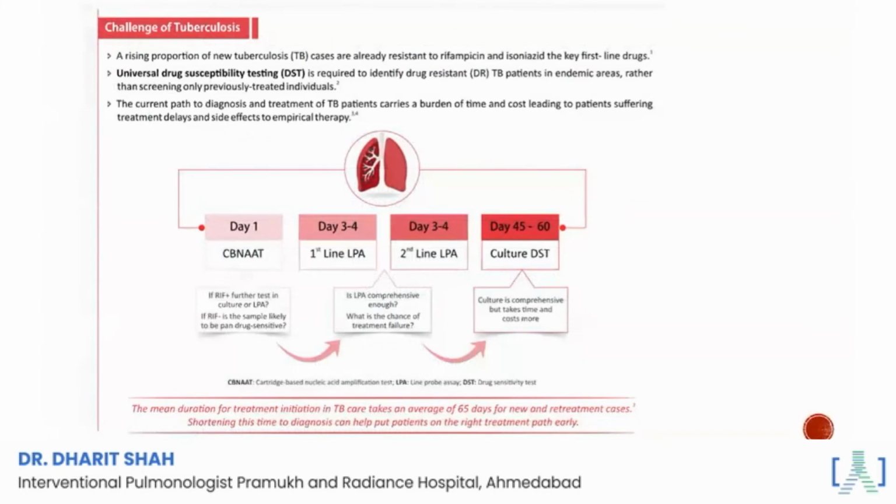So you can see in this slide that it will take a minimum of 60 days to get the result for each and every drug, whether it is sensitive or not. So it is a very time-consuming investigation. The mean duration of treatment initiation in TB care takes an average of 65 days for a new patient or retreatment cases.